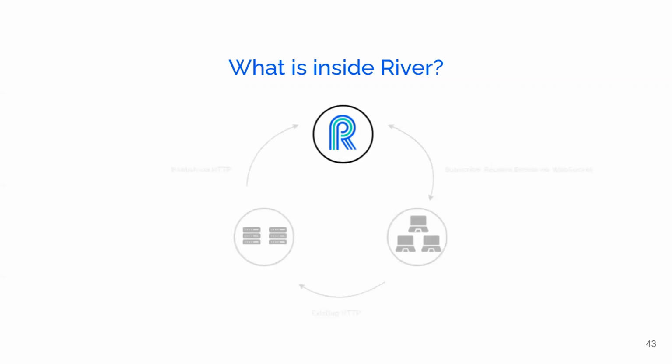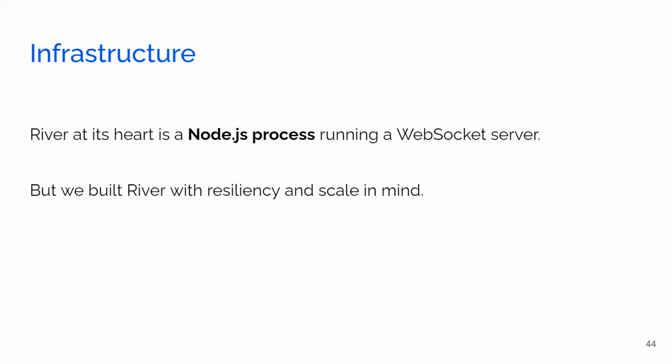So far, we have looked at how River interacts with an existing application and have explored this triangular pattern. Now let's zoom in on River and look at the components and resources that make up its internal infrastructure. At its heart, River is a Node.js process running a WebSocket server. That's it. While a single process on a local machine can provide all the functionality and features of River, we had something else in mind. We built River to be resilient and ready to scale.